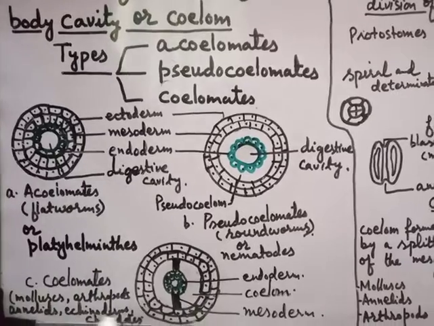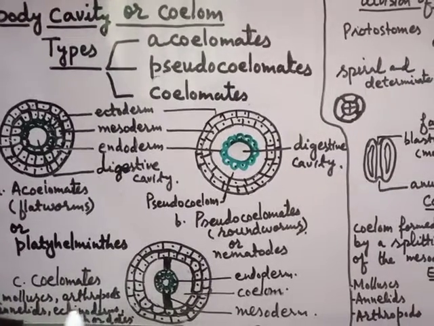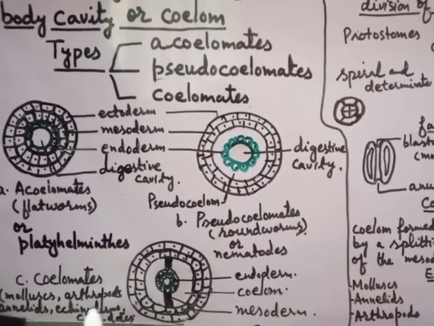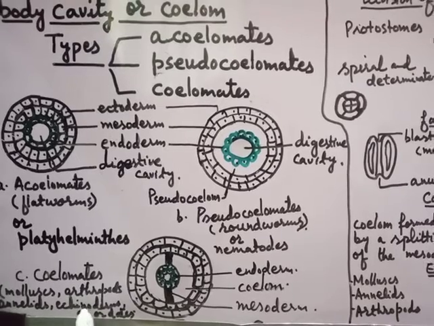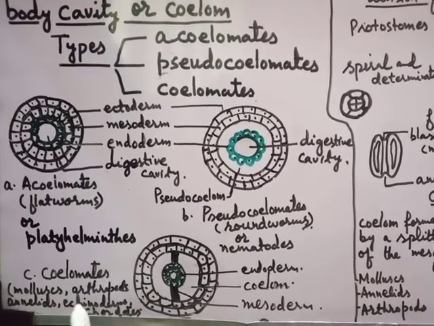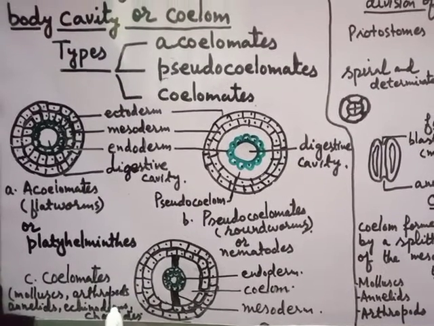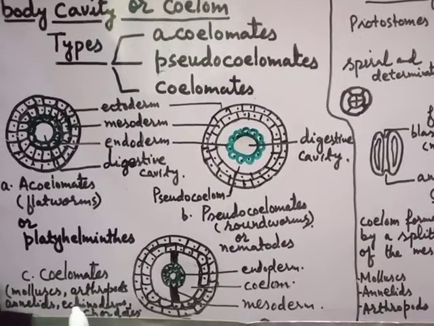They are included. Then echinoderms are those animals which have spiny skins, because the word echino means spiny and derm means skin. Like starfish, brittle star, etc., they are included in this category.